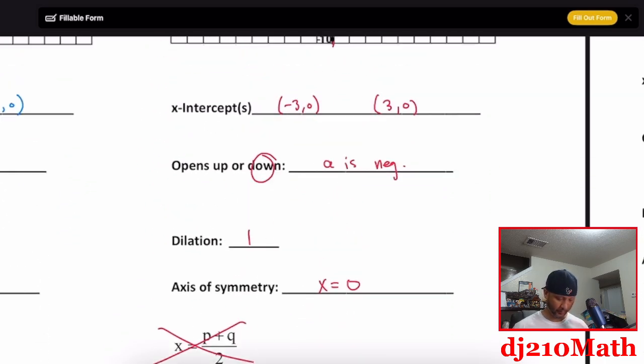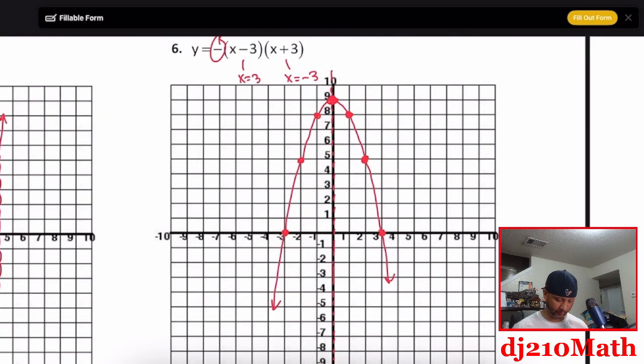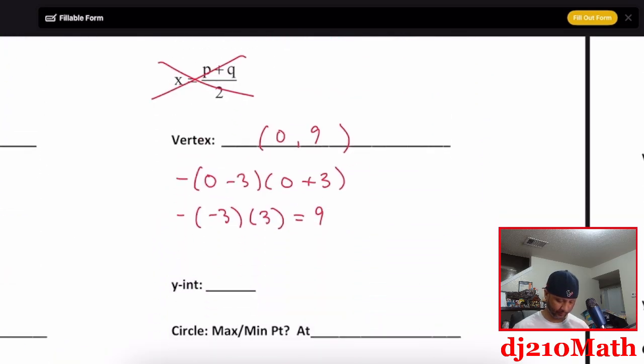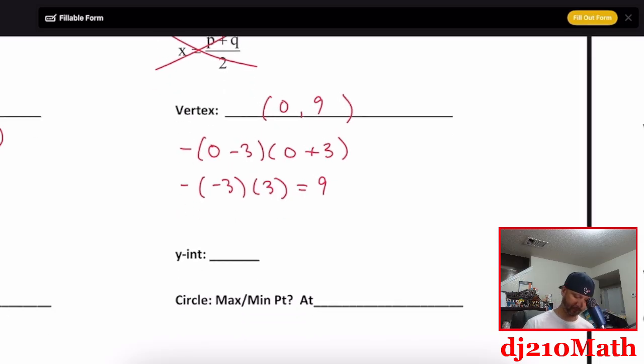Answer some question. Oh, let's see, the y-intercept. 0, negative 9. My bad. 0, negative 9. It opens down, so it has a maximum. The maximum is going to be at the vertex. It's always at the vertex. 0, 9.